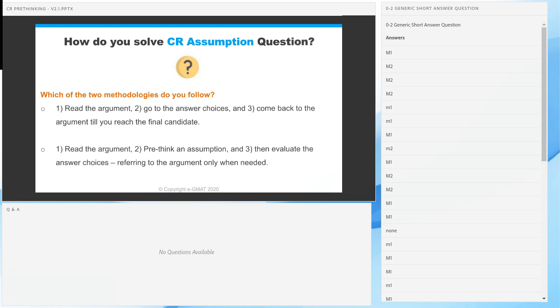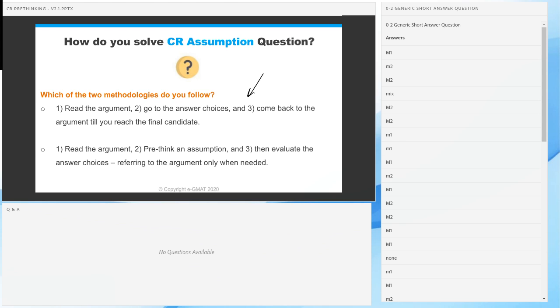And usually, when someone says none, I hope you follow at least one methodology to answer assumption questions or CR questions in general. For those of you who follow methodology one, my goal today is to give you enough justification to try pre-thinking, give it a chance.